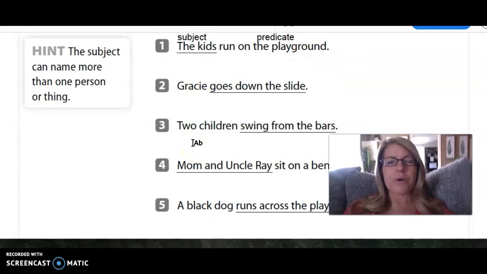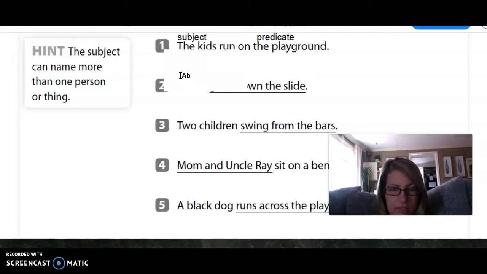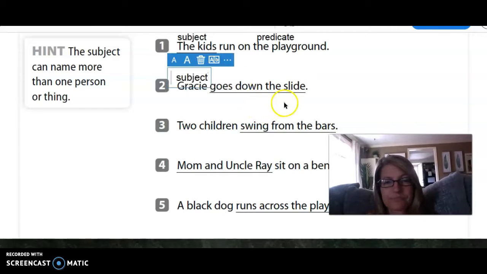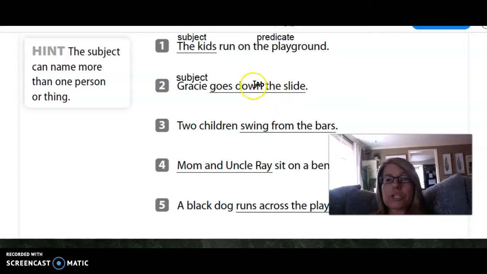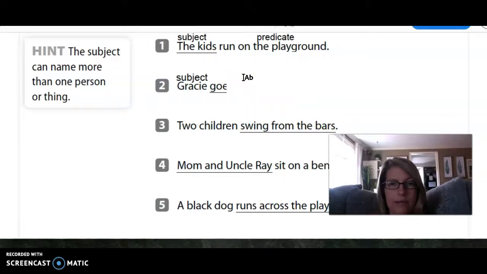Gracie goes down the slide. Who is this sentence about? Well, it's about Gracie. She's our subject. What is she doing? She's going down the slide. So goes down the slide is our predicate.